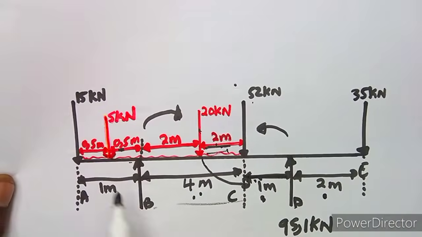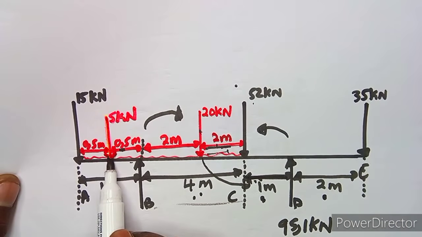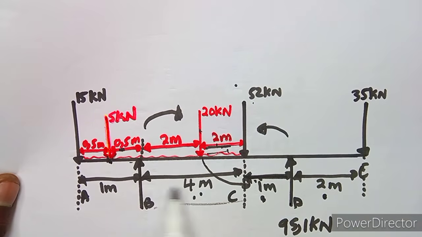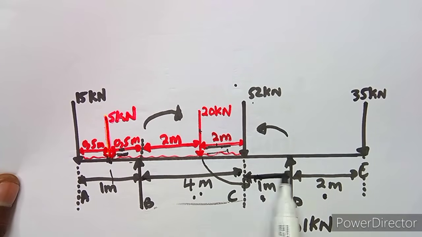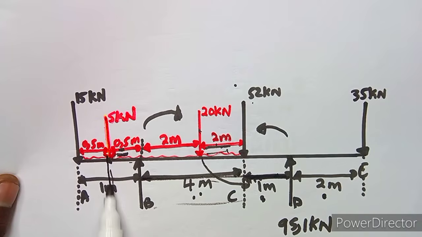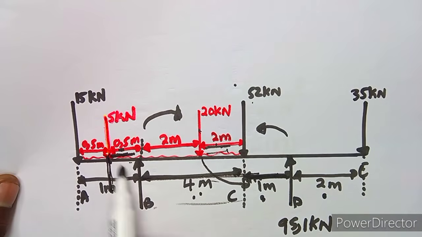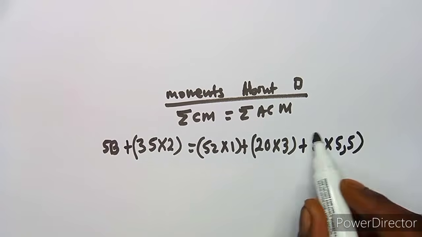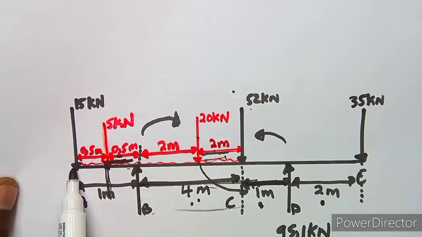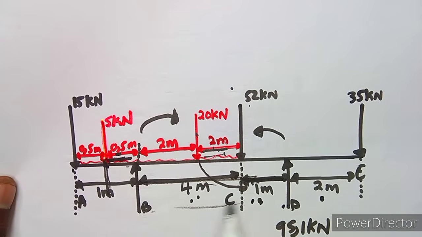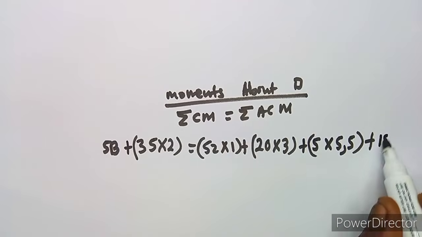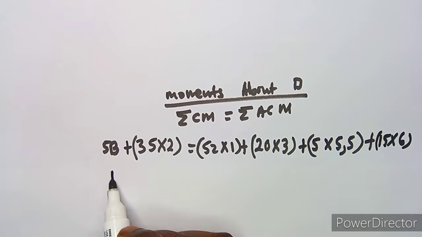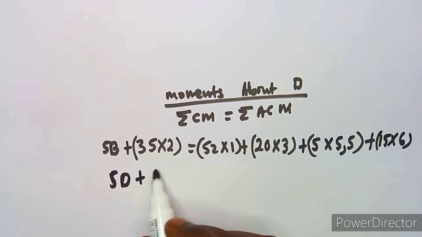All right, we move on to this 5 kilonewton between this distance. But what is the distance now back to D? Take note, there's 0.5 here, so from this one to this one is 4 plus 1, which is 5. So we are at 5 now. Then 5 plus 0.5 is 5.5. So it will be plus 5 times 5.5, plus also 15 back to D. So this is 15 times 6, 4 times the distance. So you combine everything, so this is going to give us 70 here.